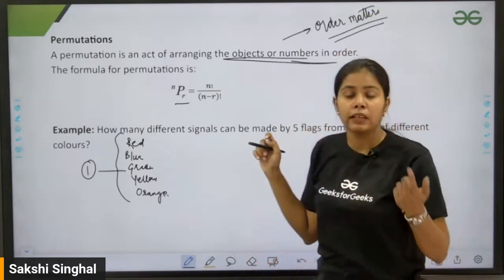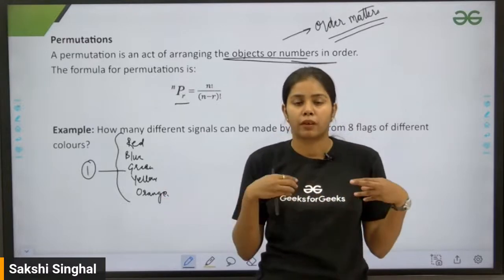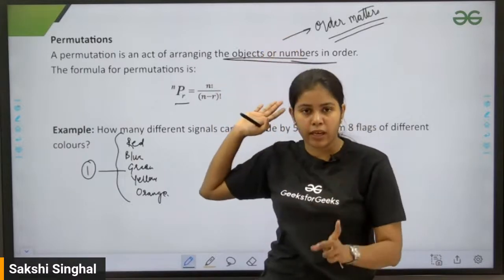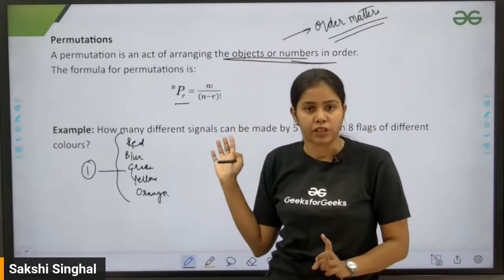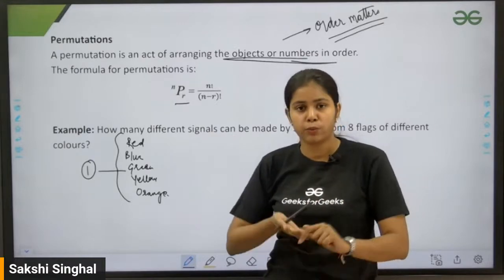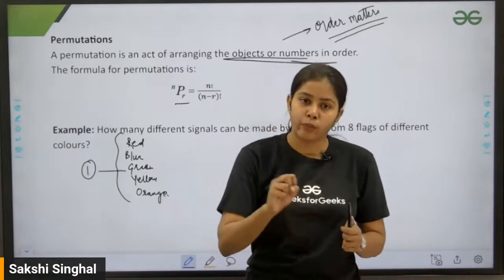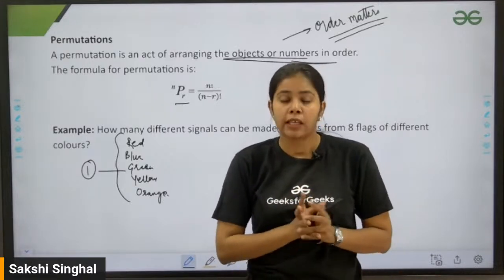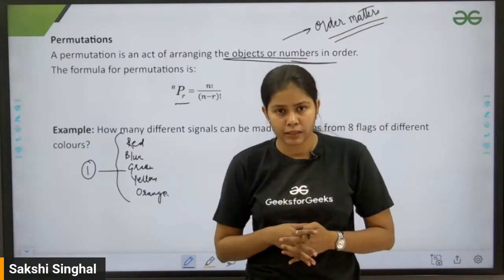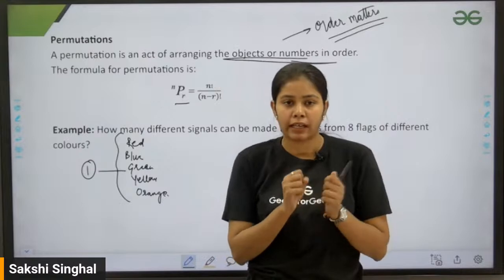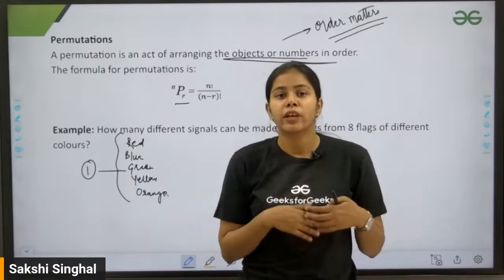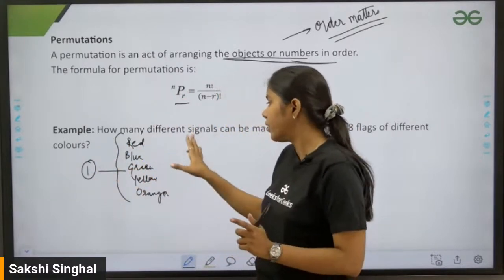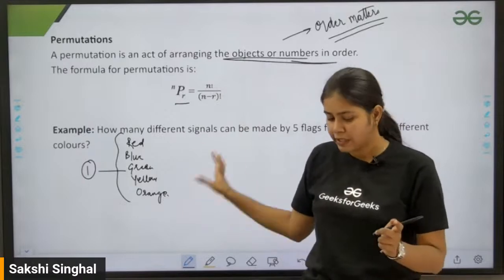So when you have to arrange some colors or something like that, and order matters, then you use permutation. Otherwise you don't use permutation. Let's say I have to pick 5 balls from a bag in which we have 8 color balls. There, order does not matter. I pick 5 balls and then count all the colors. So that would not be a permutation. In permutation order matters, which is why we talked about different signals.